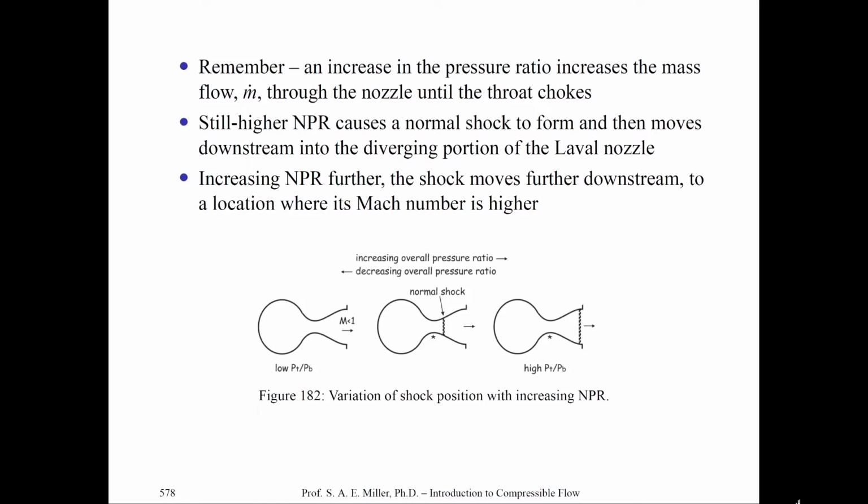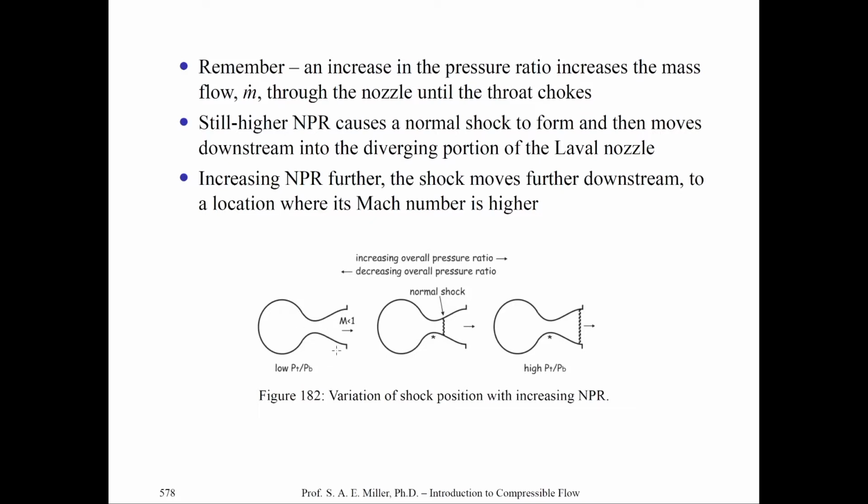Now remember, an increase in the nozzle pressure ratio will also increase the mass flow rate, m dot, through the nozzle until the nozzle chokes, as we showed earlier mathematically. Even higher NPRs will cause a normal shock to form as we raise the NPR from 1 to higher values. This is shown in figure 182 in the lower left.